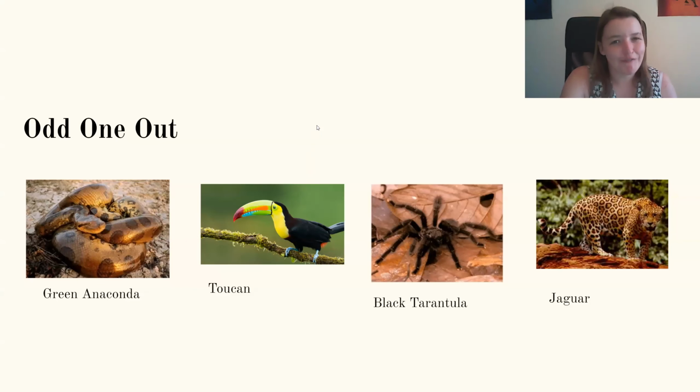I want you to look at these 4 animals and think very carefully about which one is the odd one out. You might want to look carefully at how they are grouped, so perhaps their classifications. Maybe you think about whether they are vertebrates or invertebrates. Maybe you want to think about their diet or perhaps their habitat. Which one of these do you think is the odd one out? So we've got the green anaconda snake, the toucan, the black tarantula, and our magnificent jaguar.